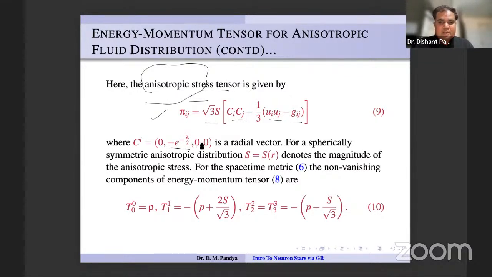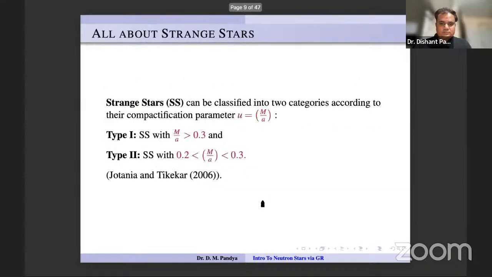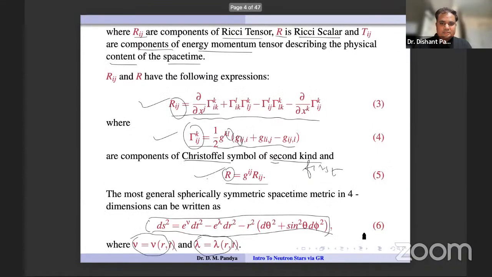Now, for a spherically symmetric anisotropic distribution, this S, capital S, is nothing but the magnitude of the anisotropic stress. Now, for the space-time metric considered in equation number 6, for this space-time metric, please keep in mind this will be our first expression while starting our research. ds square is equal to e raised to nu dt square minus e raised to lambda dr square minus r square into bracket d theta square plus sin square theta d phi square.